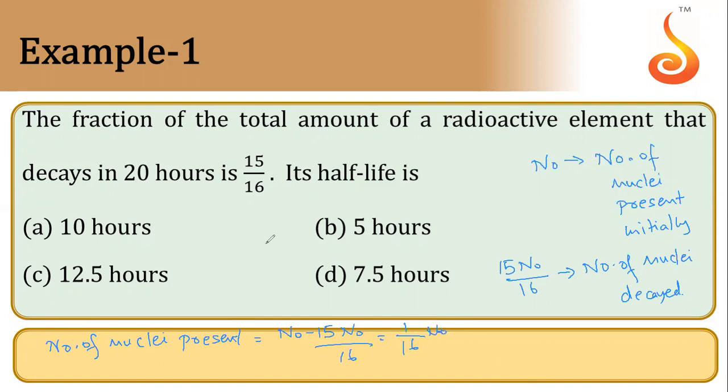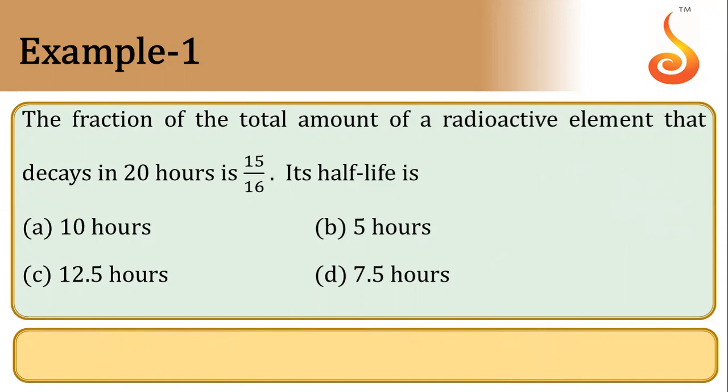Now we are supposed to find the half life. As I told you, we have a formula: N is equal to N naught divided by 2 raised to power n, where n is the number of half lives. So we have the number of nuclei present as 1 by 16 N naught, and the formula N is equal to N naught divided by 2 raised to power n. So in place of N, just substitute N naught by 16. So N naught will get cancelled.